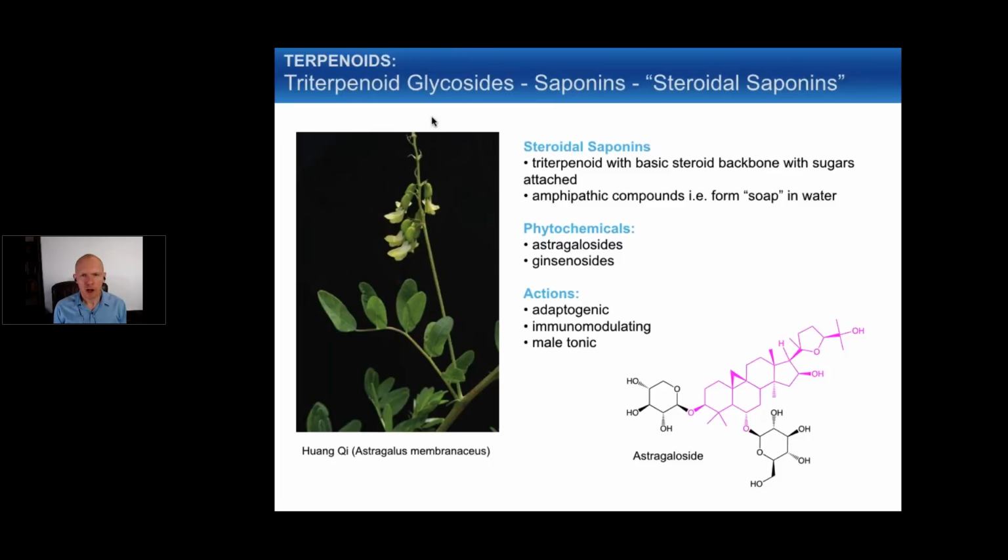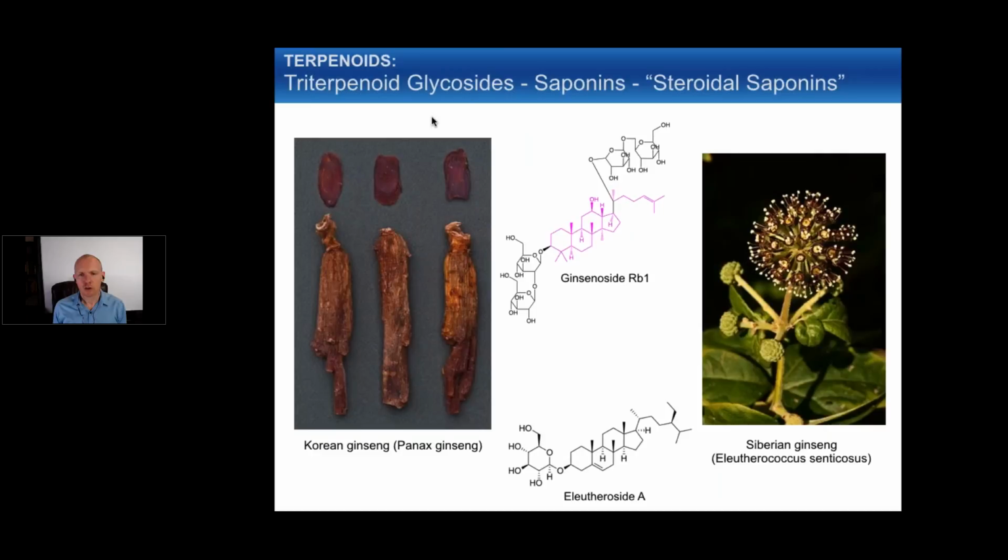So there's a few different types of compounds. Most of the adaptogens that we've talked about already, the classic adaptogens, are steroidal saponins. And these would be things like astragalosides and ginsenosides. And you can see the pink structure on the right-hand side is the basic backbone for this steroid, and it has sugars attached to it. So Korean ginseng, which is shown on the left, has ginsenoside Rb1. Eleutheroside A is another example. It's got a steroid backbone. These are examples of your adaptogens.